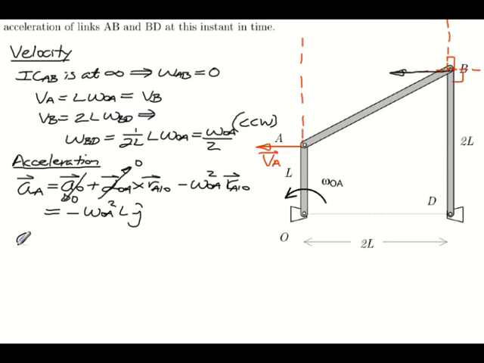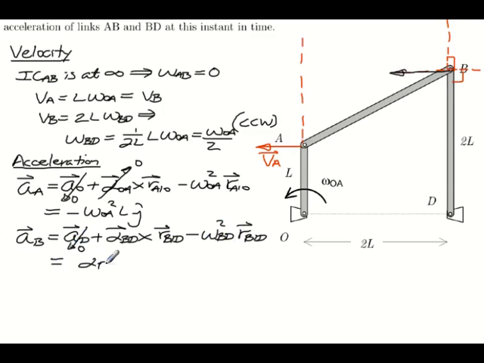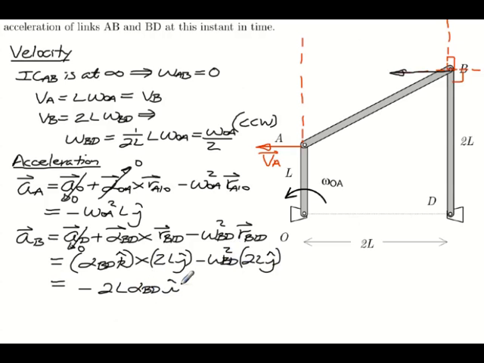So now let's go over to link BD. Acceleration of B is equal to acceleration of D plus alpha BD, we don't know that, cross with the vector which goes from D to B, minus omega BD, we just found that, squared, times R of B with respect to D. D is pinned to ground, so we have that. Alpha BD, we'll write that as an unknown in K. The vector going from D to B, that's 2LJ, minus omega BD squared 2LJ. So what we have for the acceleration of B is equal to minus 2L alpha BD I minus 2L omega BD squared in the J.